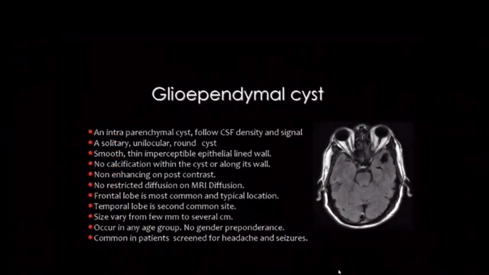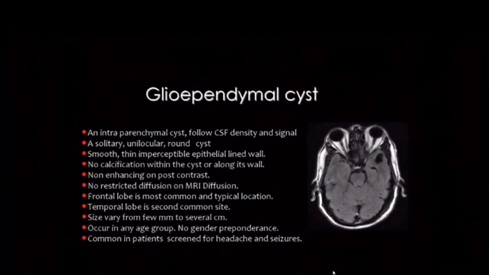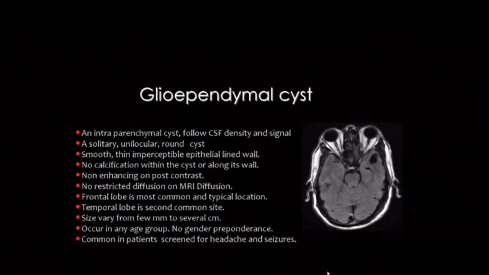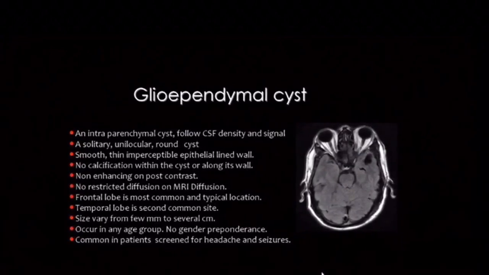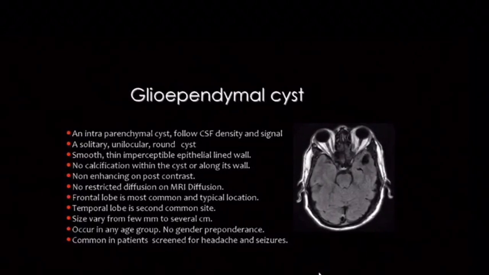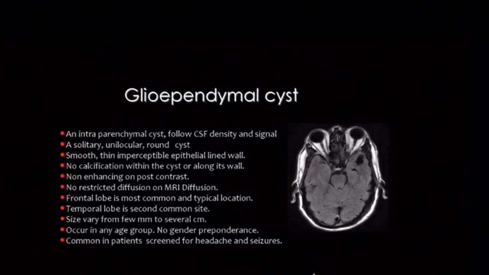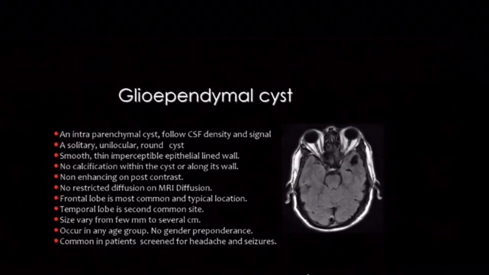Then sometimes you get this lesion, which is located in the section below the level of the lentiform nucleus. It was called sublenticular cyst, but the actual name is now the neuroglial cyst or the glioependymal cyst. This is, let us say, the simple cyst of the brain.